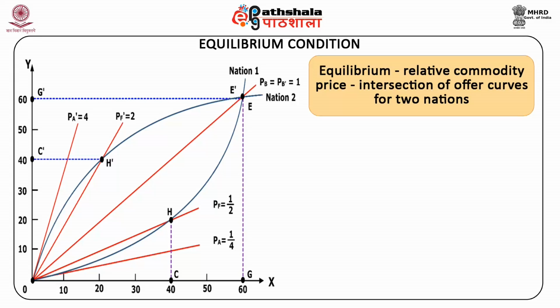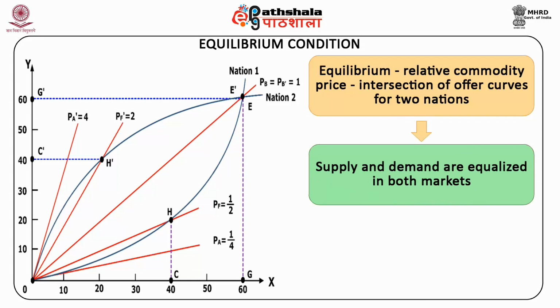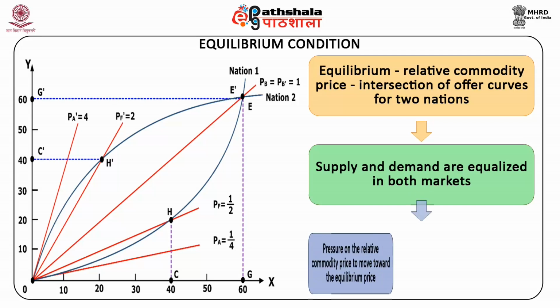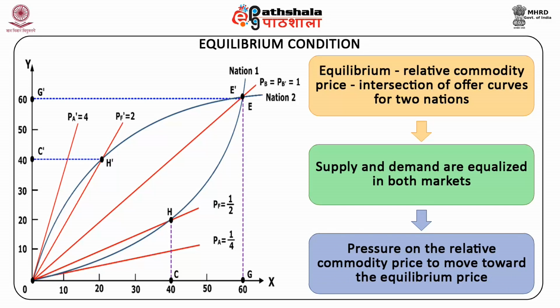Equilibrium relative commodity price in the presence of trade is found at the intersection of offer curves for two nations. Only at this equilibrium price will trade be balanced. It is at this international equilibrium that the supply and demand are equalized in both markets at the same time. At any other relative commodity price, quantities of imports do not equal the quantities of exports, which places pressure on the relative commodity price to move toward the equilibrium price.